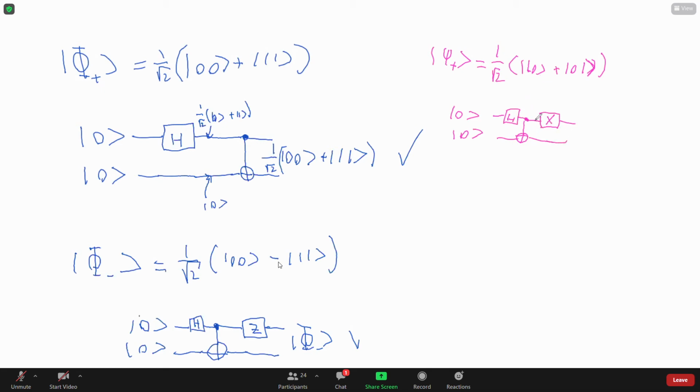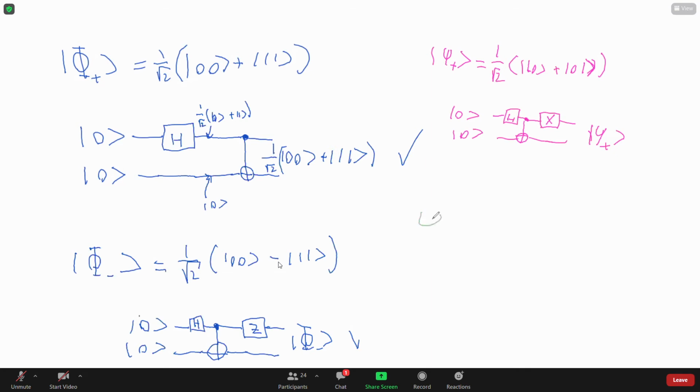And because here we had the phi plus state, the X gate changes this to a 1 and this to a 0. So that's exactly the state we're looking for. So this actually ends up being the psi plus state.